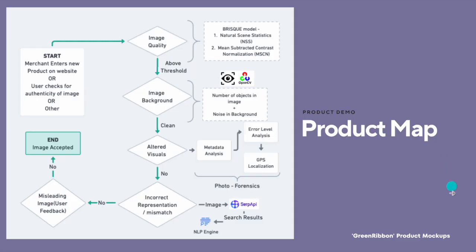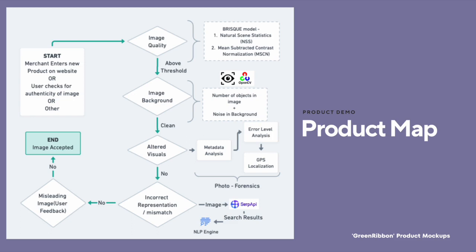Next, we have a walkthrough of our product map. We start from right here. When a merchant enters a new product on our e-commerce platform, or an individual user uses our tool to check if the product they are buying is correct or not, the tool first checks for image quality. It does so by two techniques within the BRISQUE model. The first one is natural scene statistics, and the second one is mean contrast normalization.